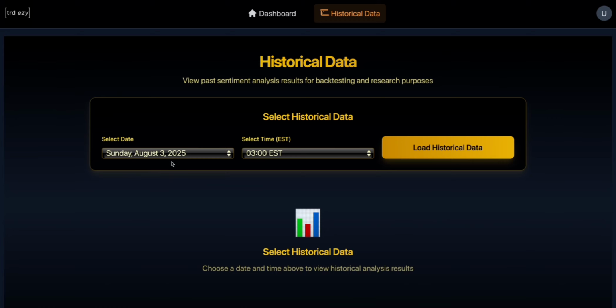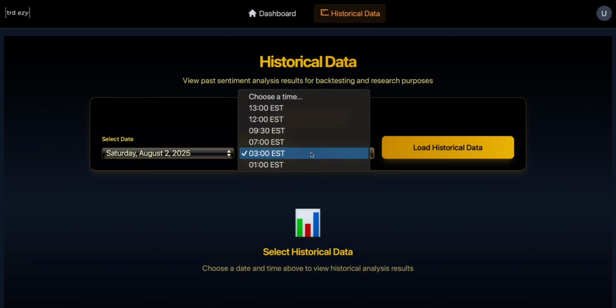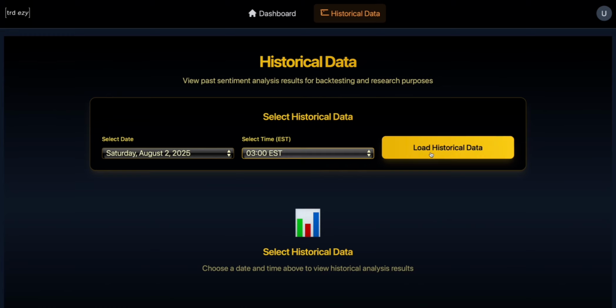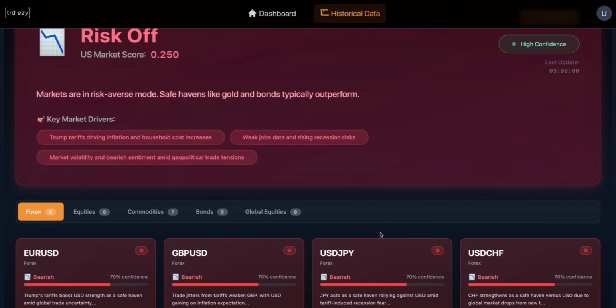So let's consider Saturday. What we're going to do is go to the historical data section, go to Saturday, and select, for example, the London session. The London session would be from 3 a.m. EST or 1 a.m. EST. It's going to give you a screenshot, or the data that was available at these specific opening times. Now if I take 3 a.m. EST and click on load historical data, I am going to see everything that was there during that period of time.